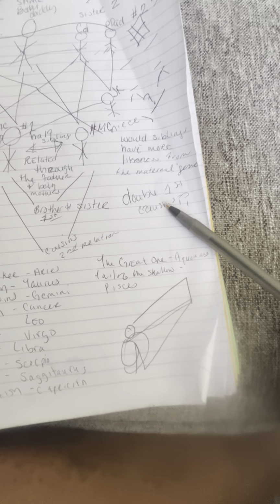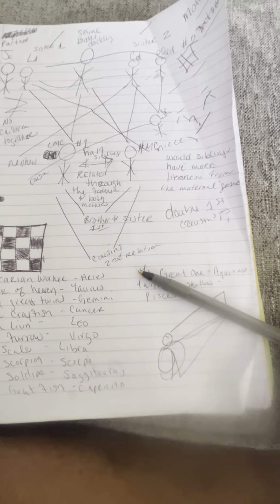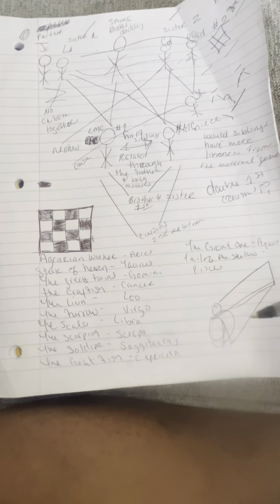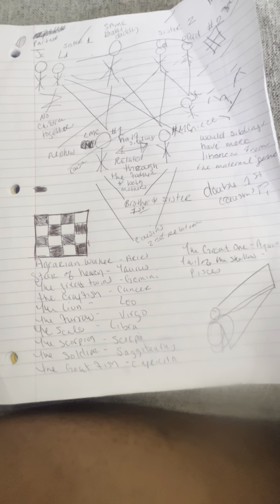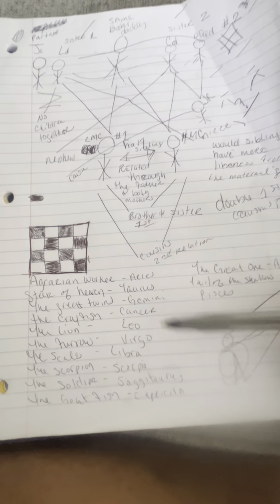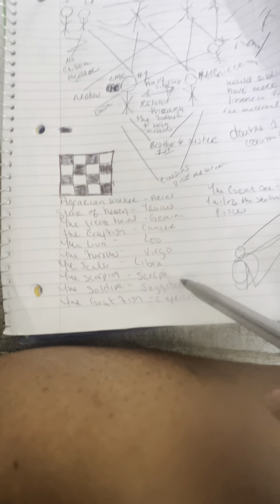So then I just came down to double first cousins. But I don't know what that means. And then don't mind this down here. I just saw this in my mind's eye, so I just wrote down what I could see. I don't know what this means yet. I'm gonna have to look into this. I honestly forgot about it, so I just looked down at this page.